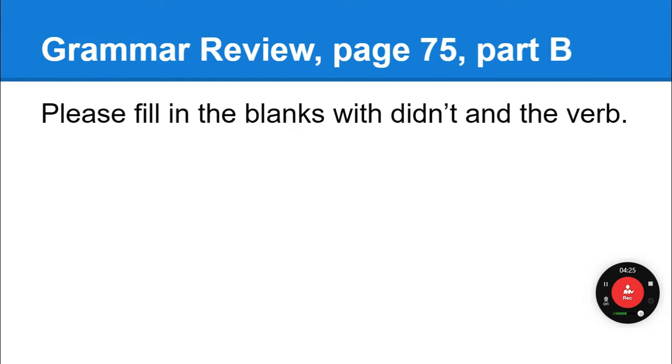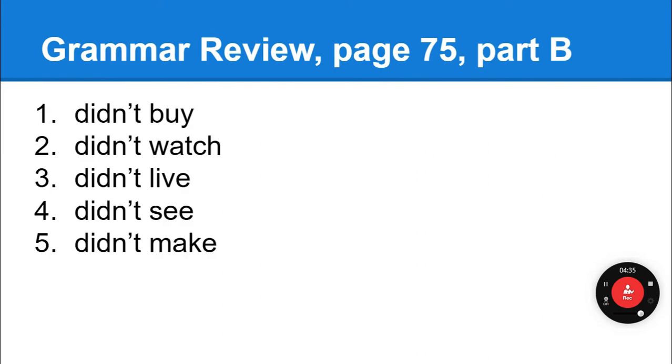Grammar review, page 75, part B. Fill in the blanks with didn't and the verb. Okay. He bought a clock, but he didn't buy batteries. Batteries are the things that go into clocks and all sorts of other electronic devices. And the batteries eventually die. You have to get new ones. They're little things. When you buy something electronic, make sure you have either the plug or the batteries or both.